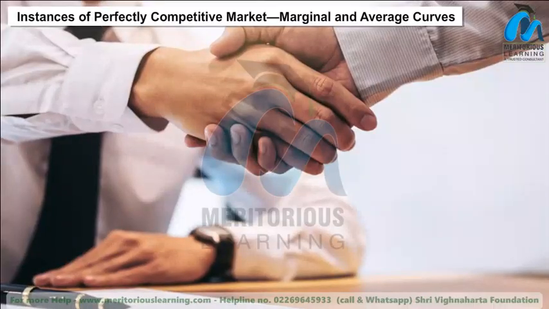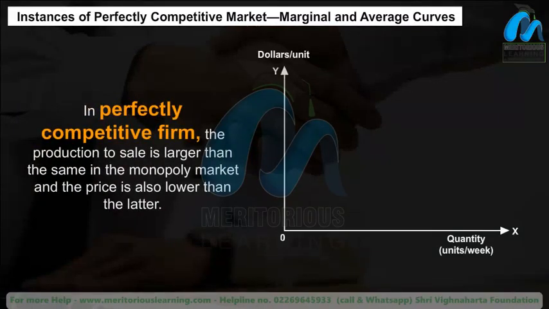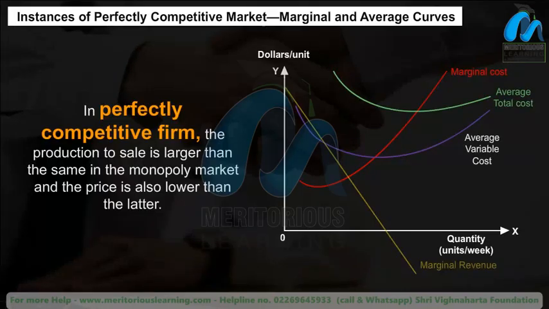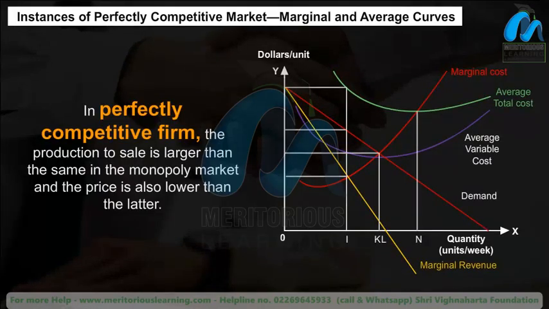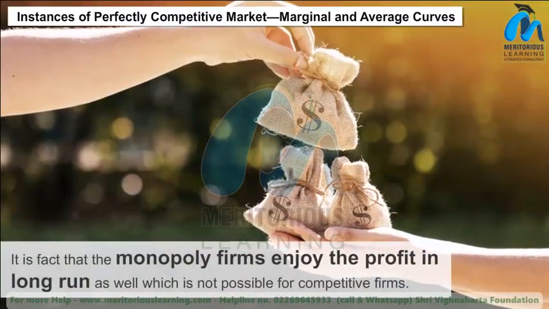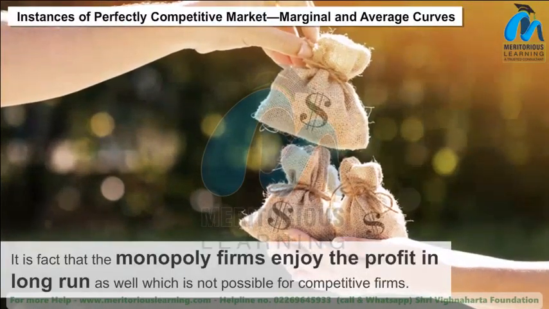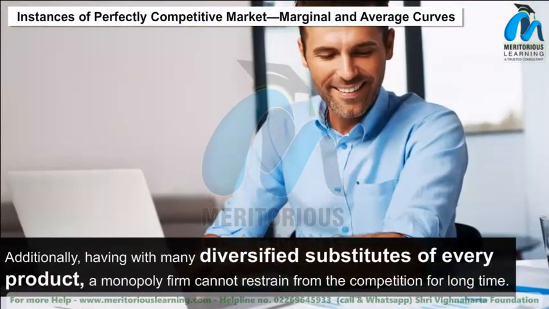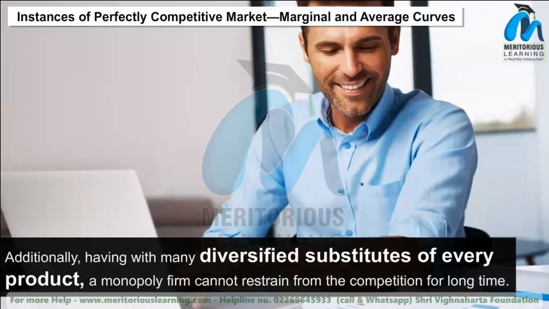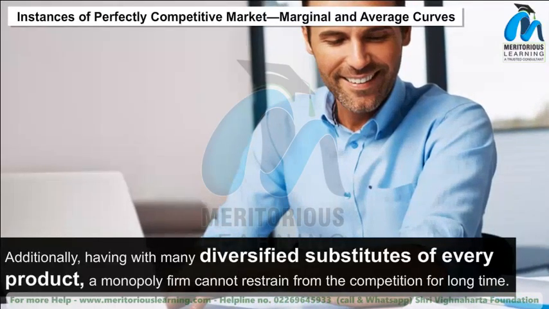Instances of perfectly competitive market, marginal and average curves. In a perfectly competitive firm, the production to sale is larger than the same in the monopoly market, and the price is also lower than the latter. Thus, in the perfectly competitive market, the profit is lesser than in the monopolist situation. It is a fact that monopoly firms enjoy profit in the long run as well, which is not possible for competitive firms. Additionally, with many diversified substitutes of every product, a monopoly firm cannot restrain from competition for long.